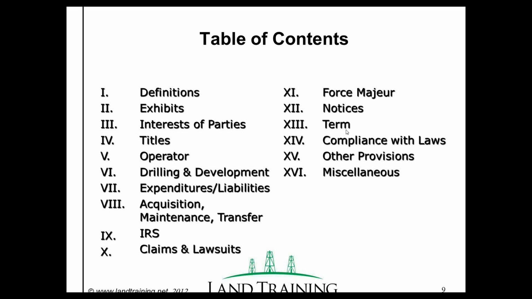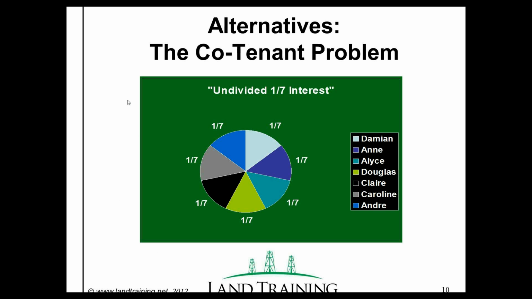Term says how long this joint operating agreement is going to be in effect. Compliance with laws says we're going to follow all laws, we're not going to discriminate, we're going to follow the laws of the state that we're in, etc. And then 15 lets them put in any other provisions, as does 16 with miscellaneous provisions. So that's kind of a big picture overview of what's in the joint operating agreement. So let's now look at these individual provisions.